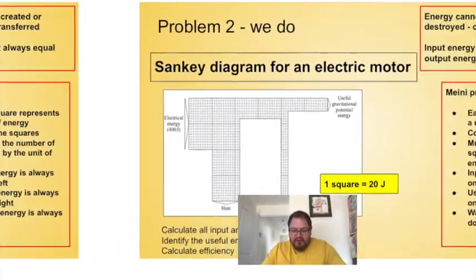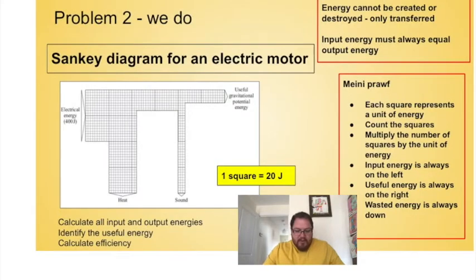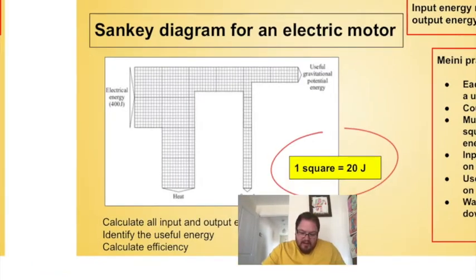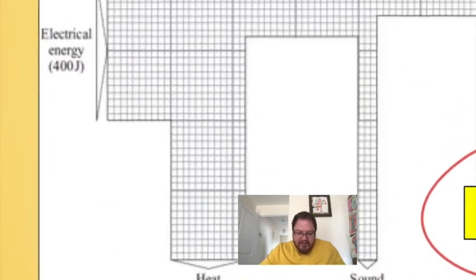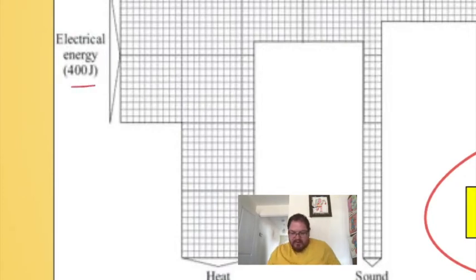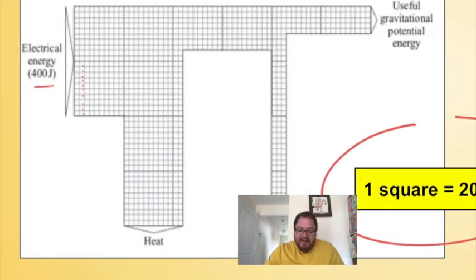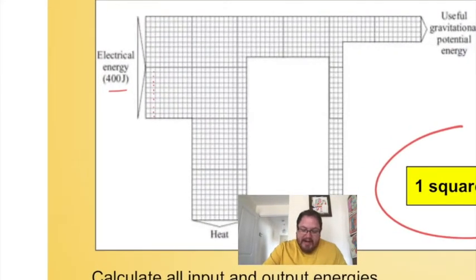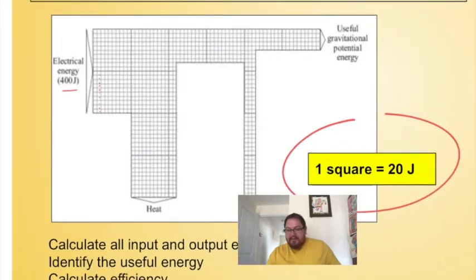So let's just push on to problem 2 now, where we've got an electric motor. Now 1 square equals 20 joules. So calculate the input and output energies. Well, it's already given us 400 joules there. If we count, I can see already that each one of these big boxes contains 10 squares, and I've got 2 of them. So I've got 20 small squares, and if each square is worth 20 joules, then I've got an input energy of 400, because 20 times 20 is 400.